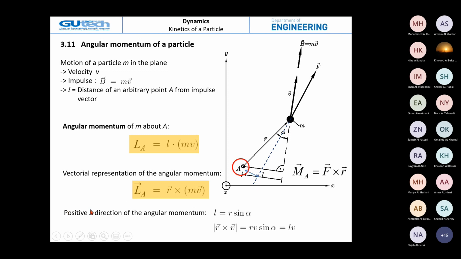Okay, now the positive z direction of the angular momentum. What we do now, L is only R sine of the angle alpha. Now, if we make R cross V, we will have R V sine alpha. Now, if we take this R sine alpha, it's only L, then it will be L multiplied by the velocity V.